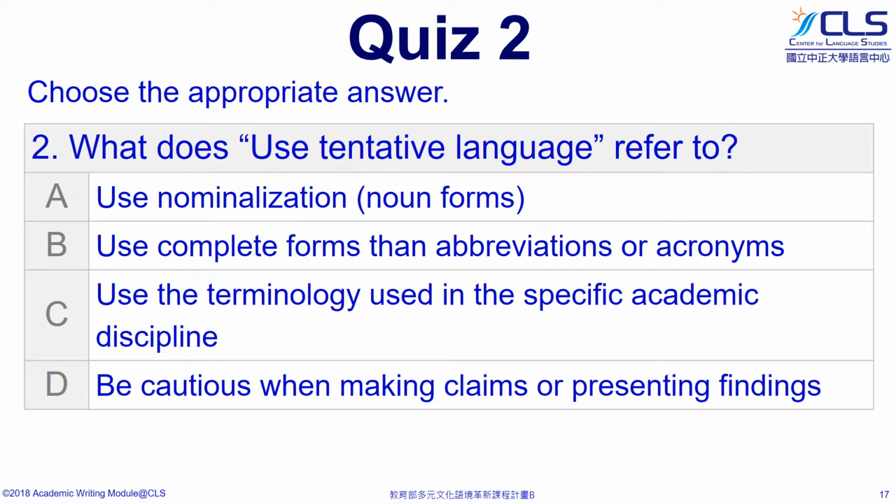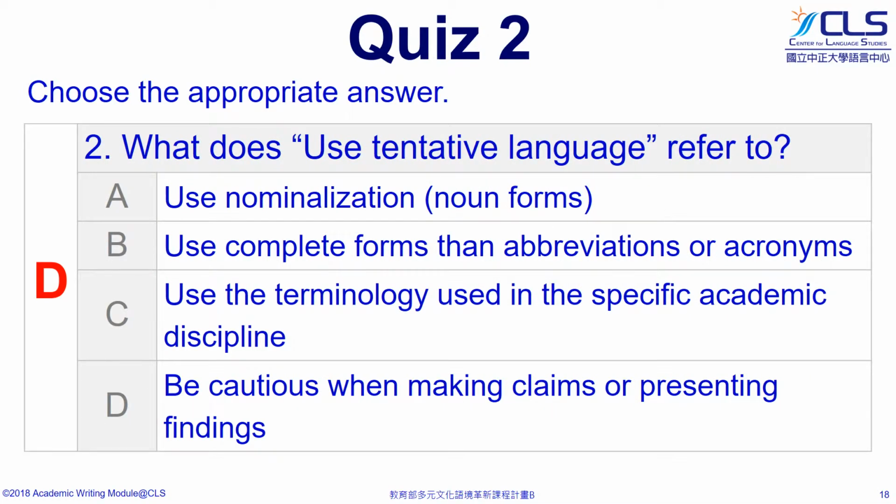Next, please also choose the appropriate answer. So, use tentative language means be cautious when making claims or presenting findings. A. Use nominalization, and B. Use complete forms rather than abbreviations or acronyms help us to be formal, while C. Use the terminology used in the specific academic discipline helps us to be specific and concise.